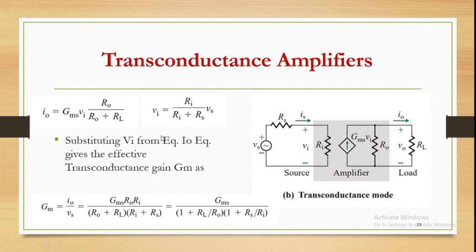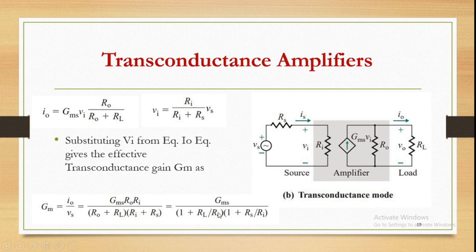So finally, if we take the effective transconductance gain Gm, it should be equal to I0 upon Vs. So as the Vs is available in the Vi, we can have I0 divided by Vi into Vi divided by Vs. So Vi will get cancelled and Vs will get cancelled. Finally, we'll have GMS R0 Ri divided by R0 plus RL into Ri plus Rs. So if we take R0 common from this particular bracket, R0 will get cancelled. We'll have 1 plus RL upon R0, 1 plus RS upon Ri when we take Ri common.